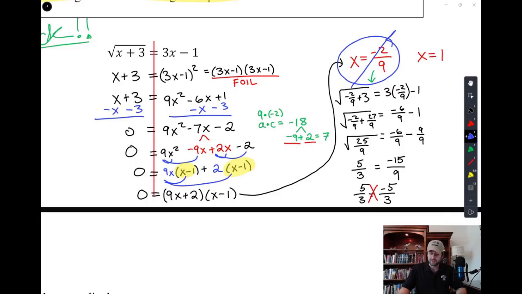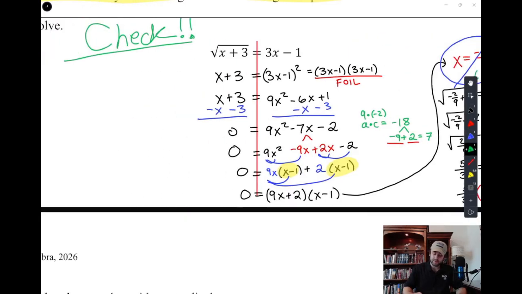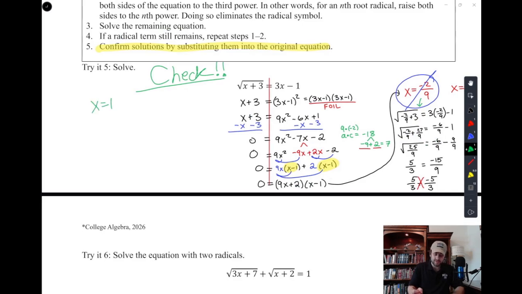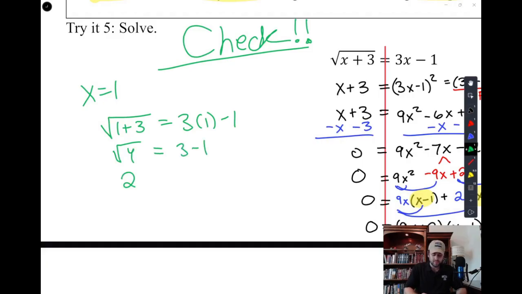We'll check our other one, though, just to be safe. I'm going to run out of room, so I might check it over here. If you're following along, I'm checking x equals 1 as one of our solutions. This one's going to be a little easier to plug and chug. Remember, we're taking this original equation as our check. So root 1 plus 3 equals 3 times 1 minus 1. So root 4 equals 3 minus 1. 2 equals 2. It worked.